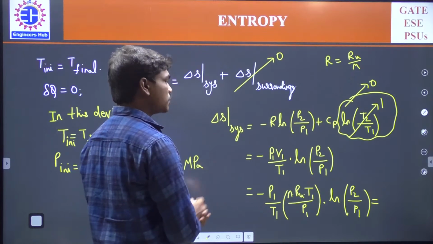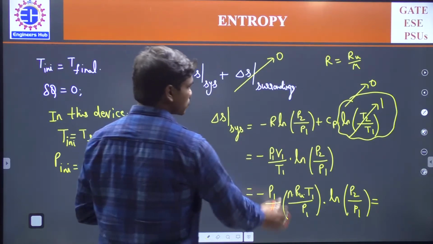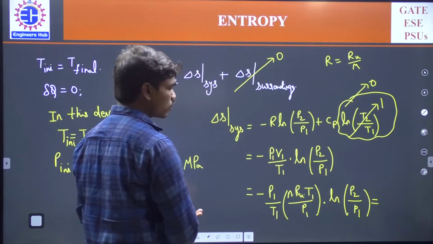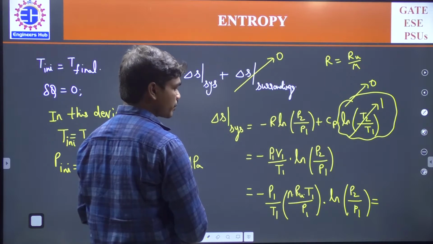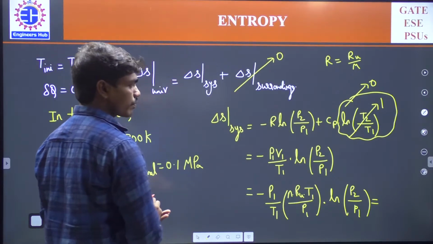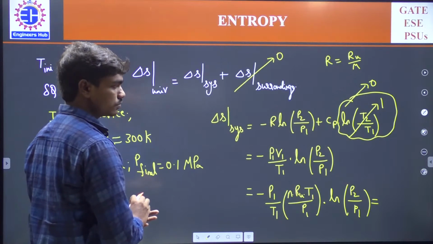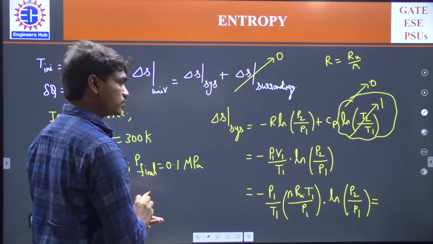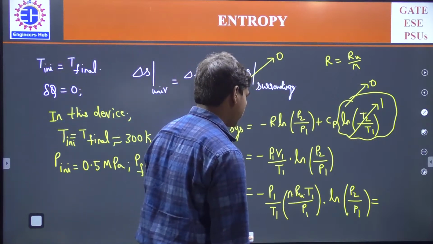During throttling, pressure drops and entropy of course increases. So this total outcome value should be something positive. Okay. So please tell me what the answer for this could be. Okay, let me perform the calculations. I think it's taking a bit of time.